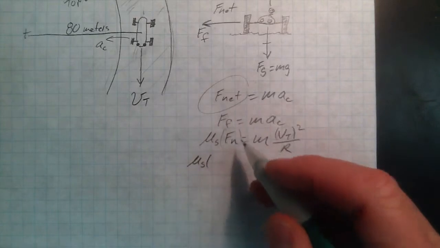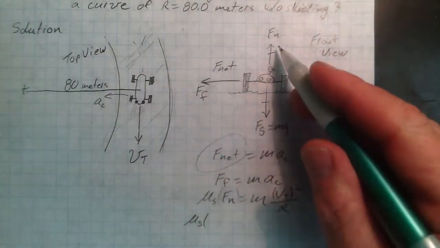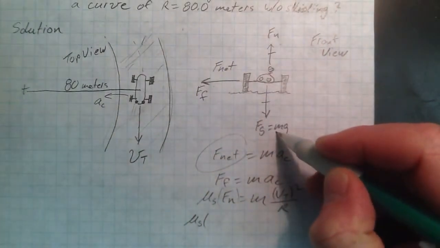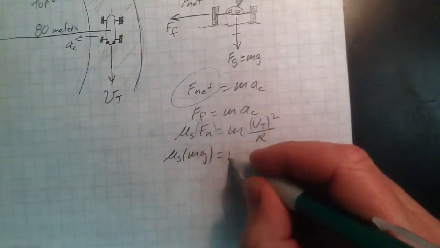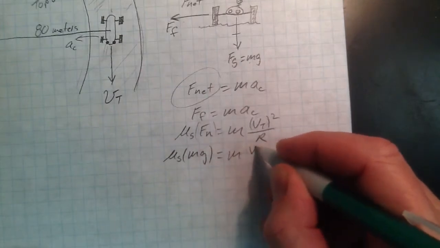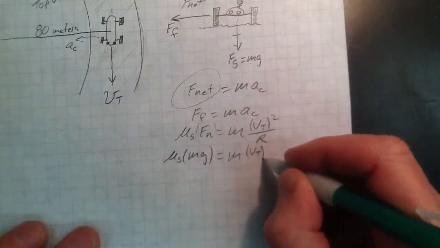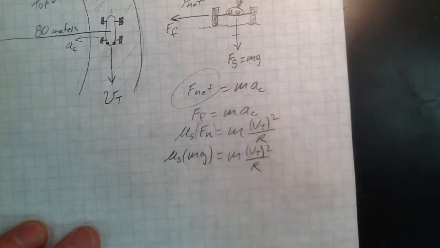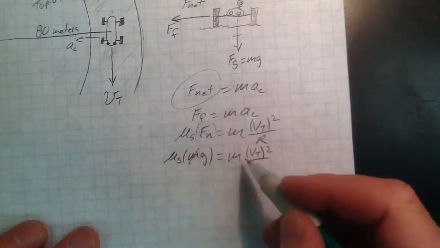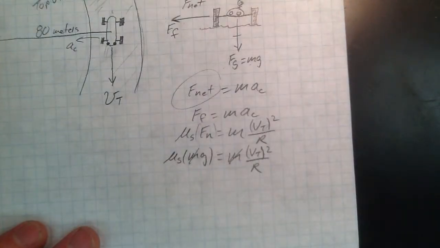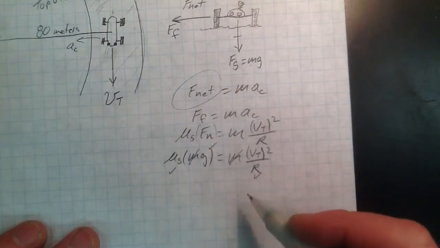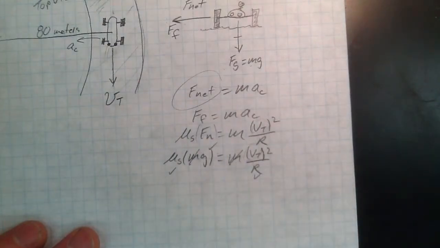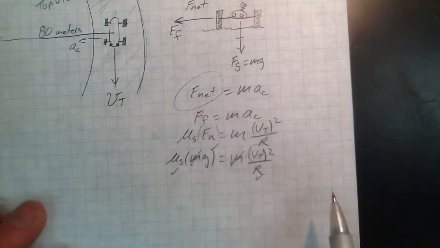Mu static times force normal, I know its magnitude. It has to be in equilibrium with the weight. So the weight mg is equal to mass times v sub t squared in the numerator divided by the radius. So that means that the mass will cancel out. So this has been given. I know this. I know the radius. I just need to solve for this speed, or this tangential velocity. And that's all there is for this problem.